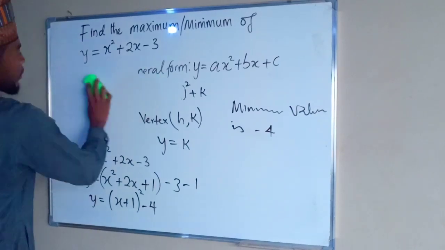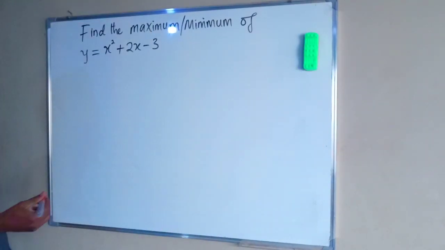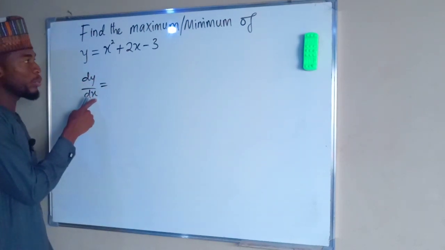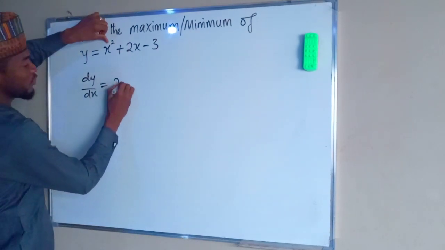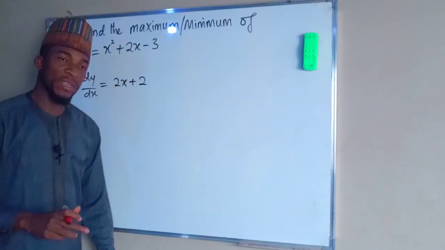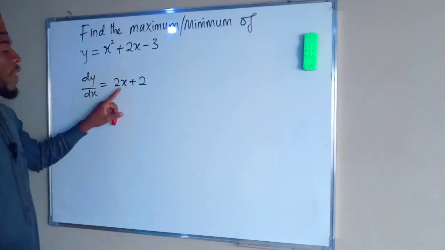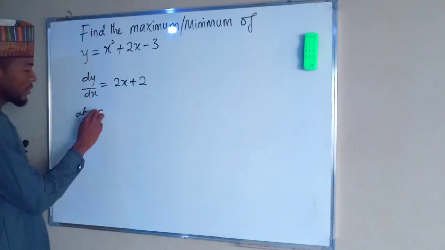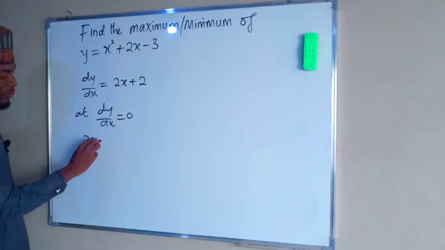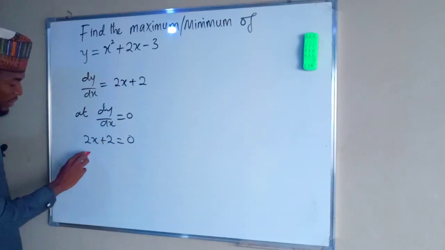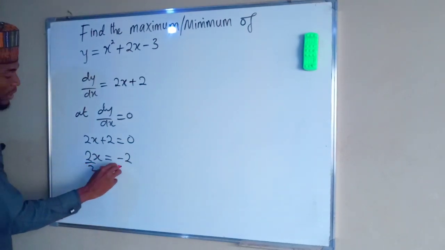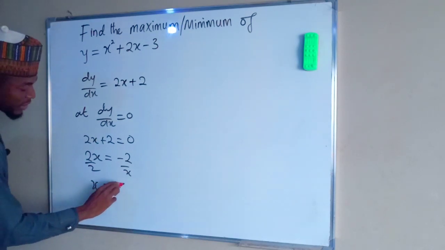Then method number 2, we are going to take the derivative of this function, dy over dx, which is also a slope. If you differentiate this first term, you're going to obtain 2x. If you differentiate the second term, you're going to obtain 2. And the last term, which is a constant term, the derivative of a constant term is 0. We are going to solve for x at dy over dx equals to 0. So we are going to obtain 2x plus 2 equals to 0. Then 2x will be equal to negative 2. If you divide both sides by 2, x will now be equal to negative 1.